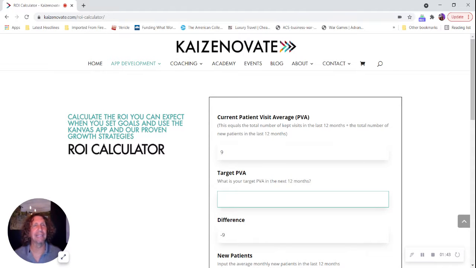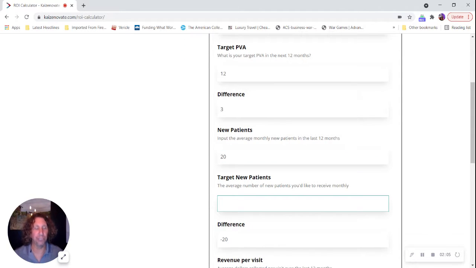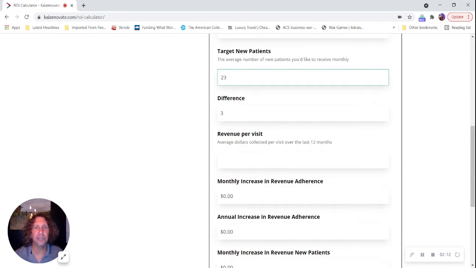And let's say we realize that for the vast majority of patients, we are actually prescribing a care plan that is probably somewhere between 12 and 18 visits based on the most recent clinical practice guidelines. So let's just put in 12 right here. That's a difference of 3. Now, let's just say on average, we get 20 new patients a month, and our target new patients per month is 23. Again, a difference of 3. And let's just use a simple number of $100 per visit.